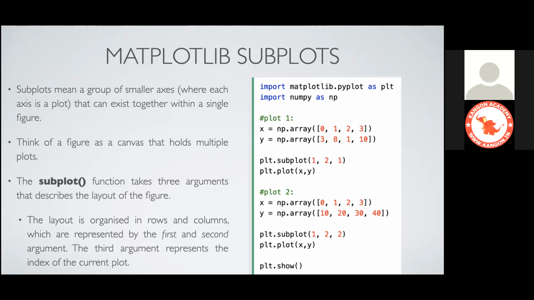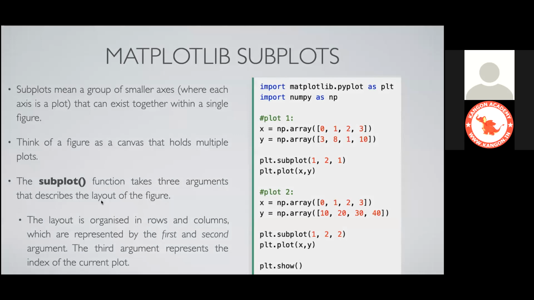As you can see, subplot has three parameters. The first and second parameters are the row and column, this 1, 2, 2. If you see this example, the subplot function is right below here. This one is the subplot function, and here there are three values: 1, 2, 2. So 1 is the number of rows, 2 is the number of columns, and the third argument, 2, represents the index of the current plot.